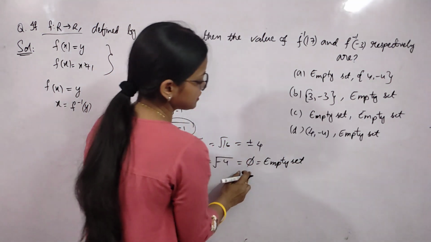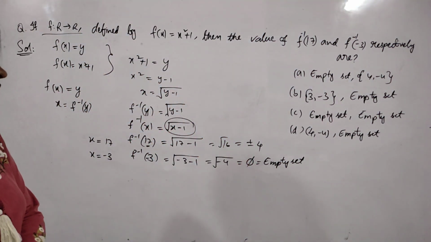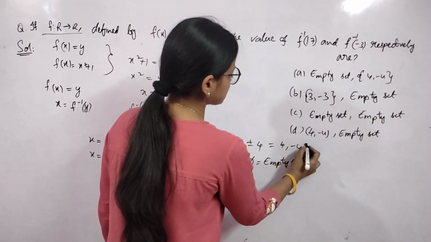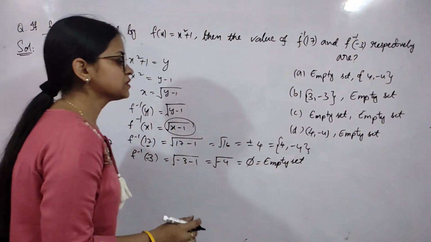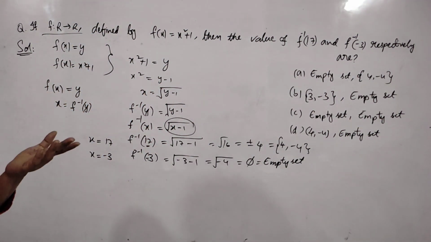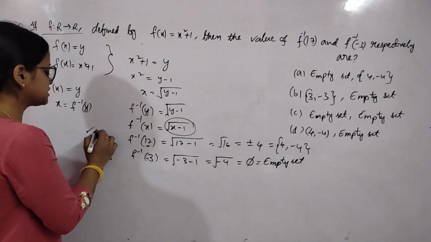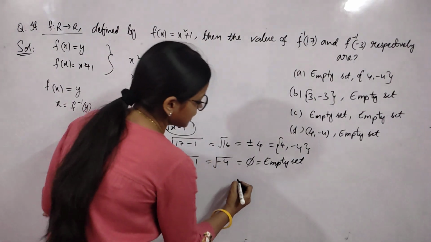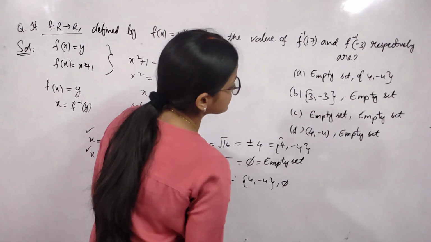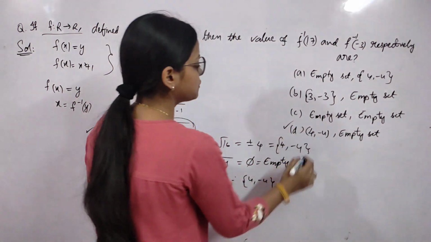Empty set is represented as phi, and here the first option is 4 comma minus 4. So which option is matching? Respectively means we first write this one, then this one. So the answer is 4 comma minus 4, then empty set. So here D option is correct.